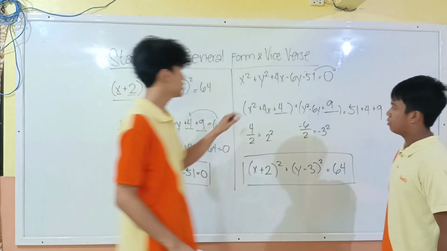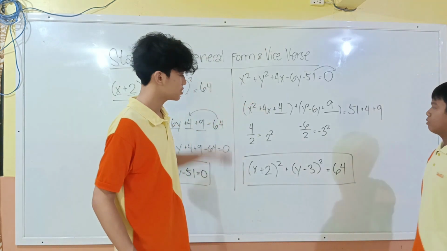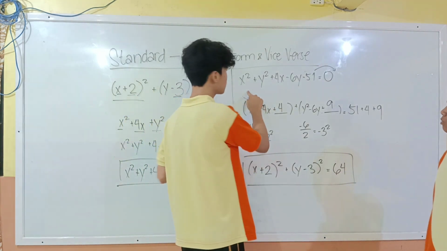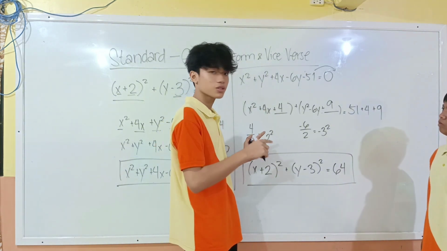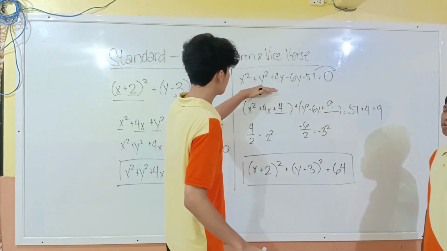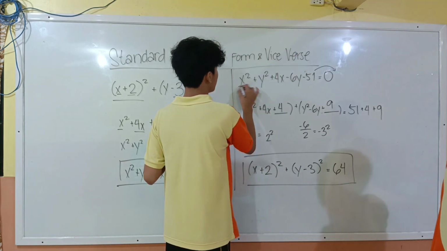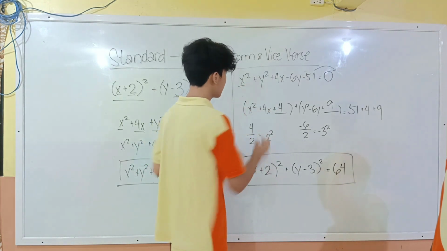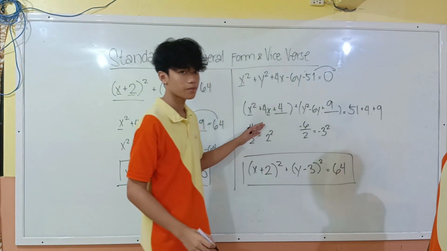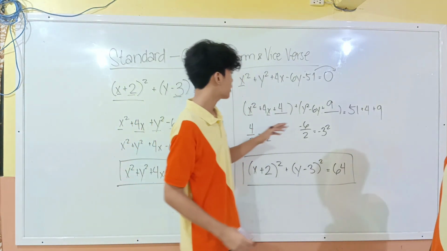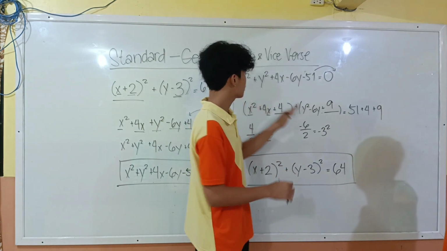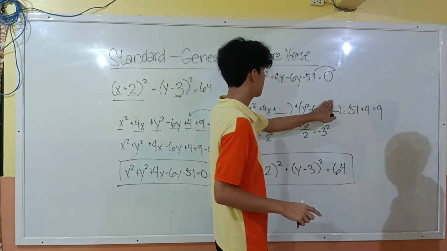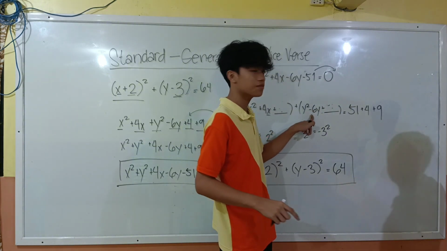Now we'll go to general to standard form. So the first step is to group the variables that have the same variables. So we have x squared and then for x, they have the same variable. So we will group them in one parenthesis. And then we will get the other group, which is the y group. So we will add here y squared and then negative 6y.